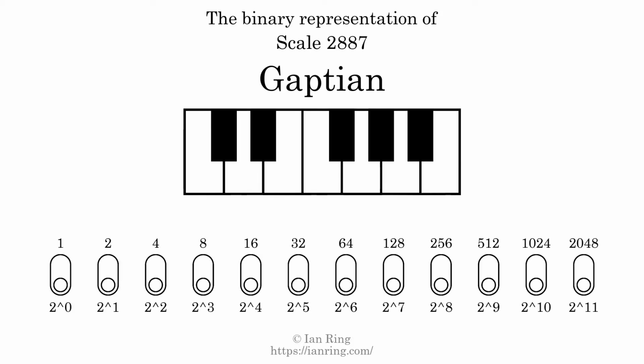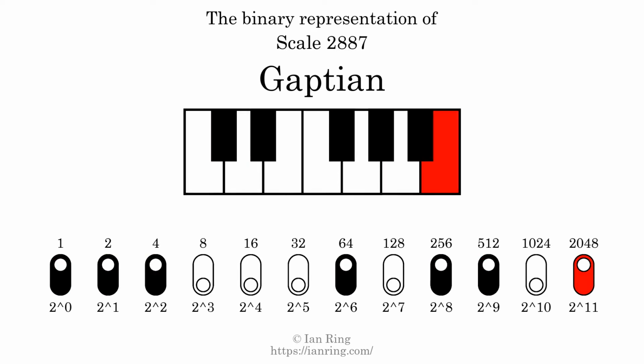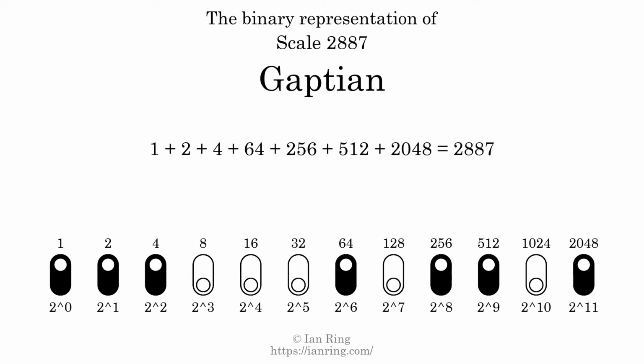The binary representation of this scale is determined by mapping tones of the scale to binary digits. Each binary digit represents a power of 2. To get the scale number, we add the powers of 2 together. The powers of 2 that are present in the scale, all added together, equals 2887. That is why the scale number, in decimal, is 2887.